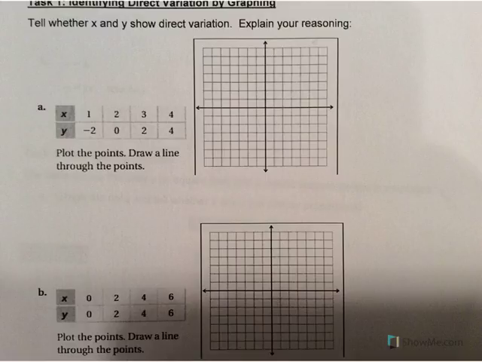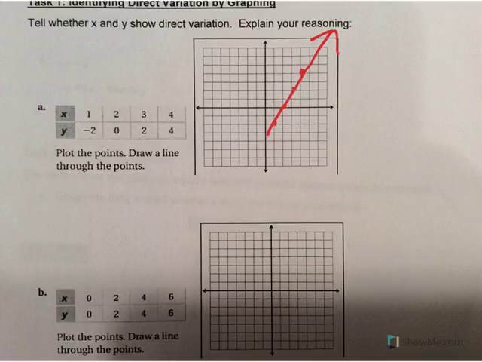Now they're asking us to plot these points and draw a line and explain whether this is direct variation or not. So x is 1, y is negative 2. So from the origin, right 1, down 2. 2, 0: right 2, and then don't go up or down at all. 3, 2: right 3, up 2. And 4, 4: right 4, up 4. So use a straight edge. I can't use it on this program, but you should use a straight edge to connect your dots and extend it all the way through the graph and put an arrow on the end.